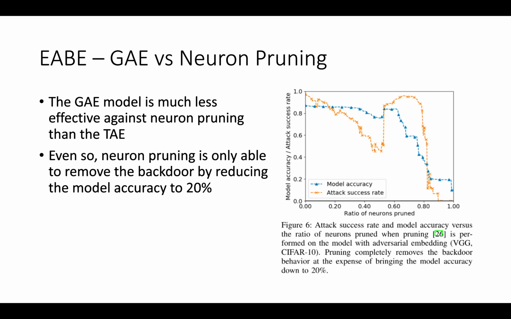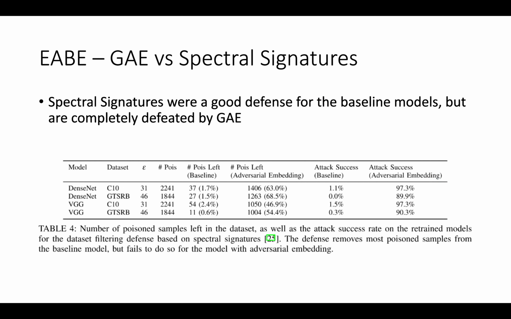So the GAE model versus neuron pruning. It's not as effective against neuron pruning as TAE. So in our generality, we do lose a bit of power against specific defenses. But even so, neuron pruning is only able to remove the backdoor once it reduces the model accuracy down to 20%. And for reference, this is the CIFAR10 dataset with 10 classes. So 20% is only about 10% better than random guessing. And it's very, very much not effective at all. So GAE is still very effective here.